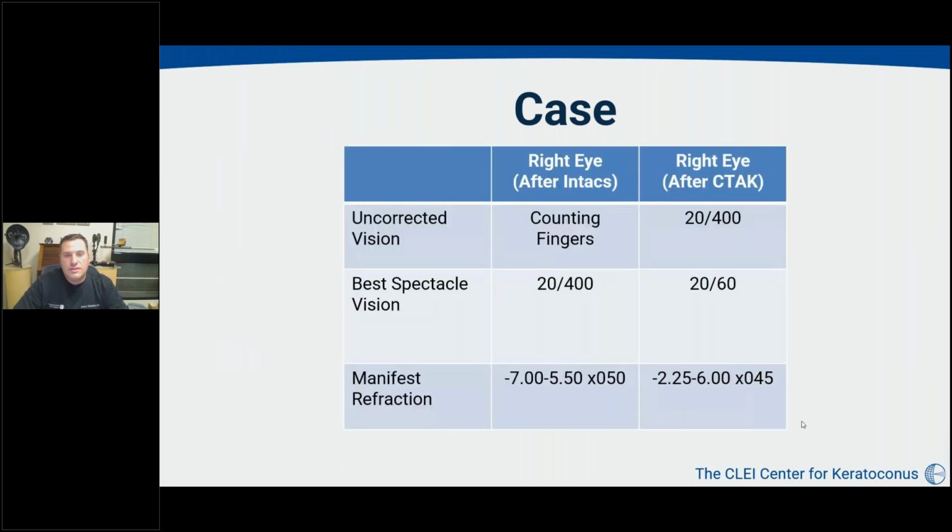So now you can see the difference for this patient. His right eye after Intacts was counting fingers at 2,400 with a high myopic astigmatic correction. And now after the CTAK, his uncorrected vision is somewhat better, but his spectacle corrected vision is much better and a much more manageable refraction. So again, even if a patient like this does choose to wear a contact lens to get their best vision, this is a much, much more manageable vision for this patient.